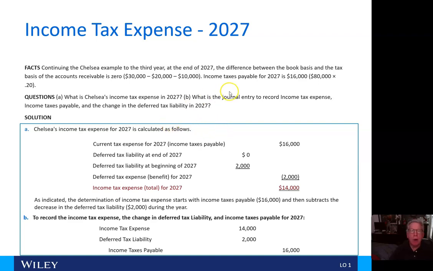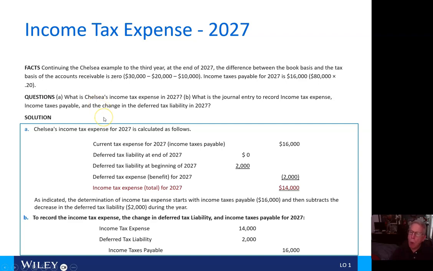And if you remember, the difference in 2027 between the book basis and the tax basis of accounts receivable is 0. So here is that 30,000 less 20,000 less 10,000. So income taxes payable for 2027 is going to be $16,000, and that's $80,000 times 20%.